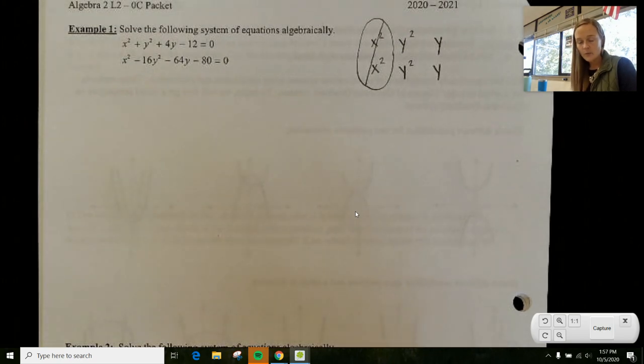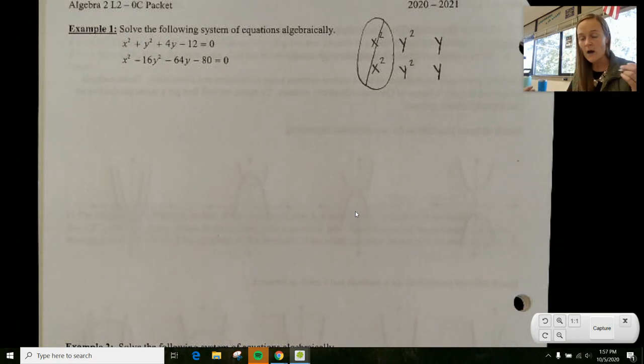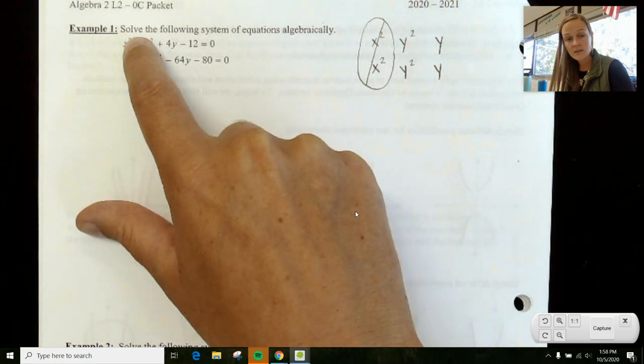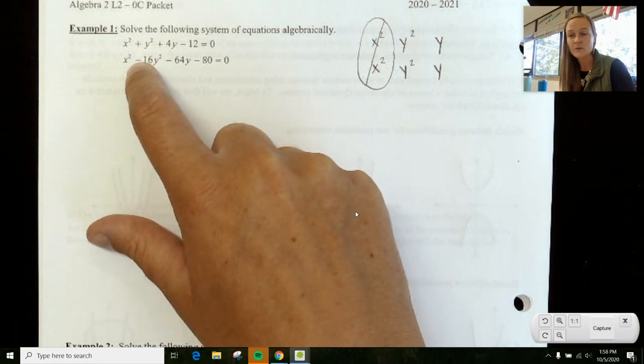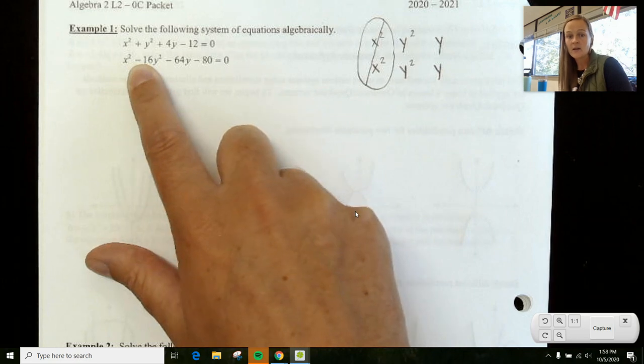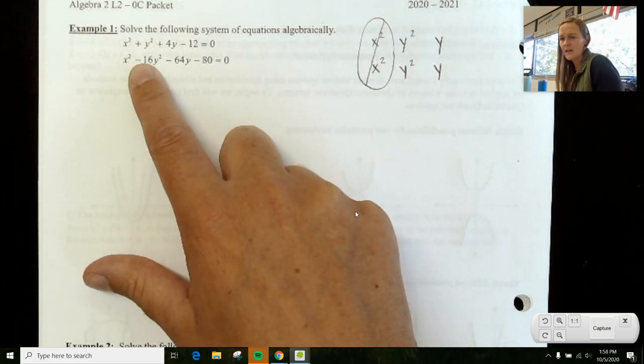If I got rid of the y squareds, I would still have x squared and y. I can only solve an equation if I have one variable in there. So looking at this system, I need to figure out how can I eliminate my x squareds. So I see x squared on the top and I see x squared on the bottom. So I need to multiply one of these equations by a -1. I'm going to multiply the top equation by negative.